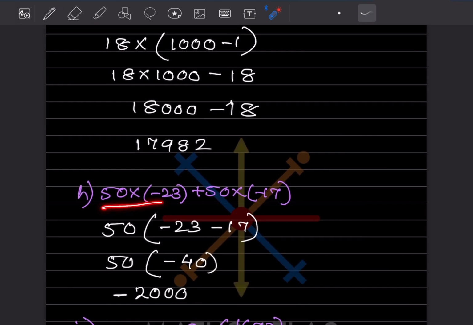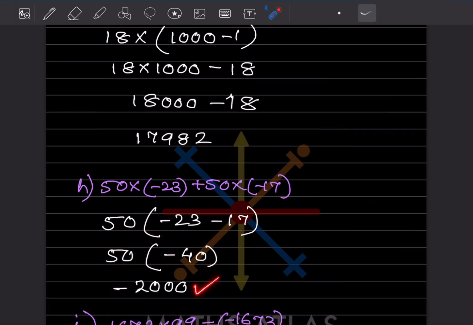Now see here, this is the first group and this is the other group. We can take 50 as common. So here will be minus 23, and this is going to be minus 17. So 50 we will keep as it is, and when you add these, that is going to be minus 40. So when you multiply this into this, that is going to be minus 2000.